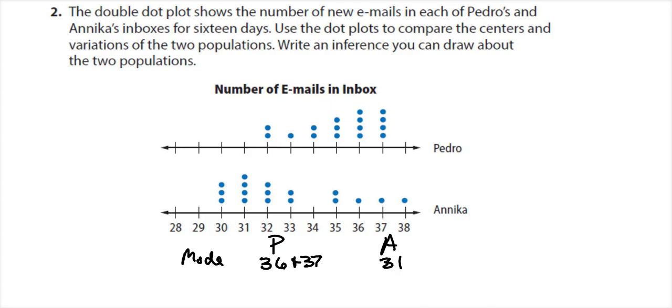All right. And then let's pick something else this time for variability. So we've done interquartile range, we've done range. I don't want to get into symmetry yet just because it doesn't make sense on this one. So let's just do the range again. We take the high number minus the low number. So it looks like Pedro's highest number is 37 and his lowest is 32, so that would be a difference of 5. And then Annika would have 38 minus 30, so she would actually have 8.